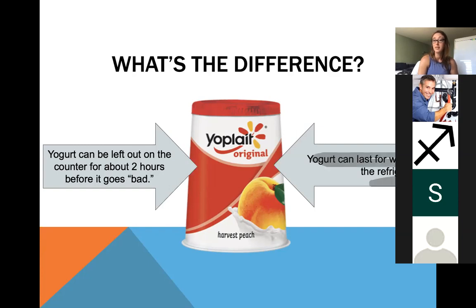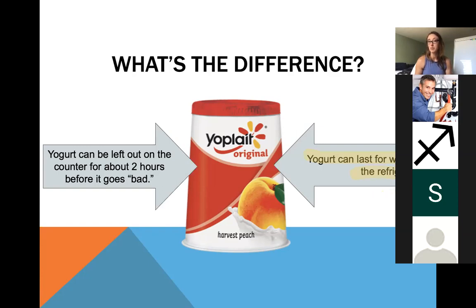But in the refrigerator, it'll last for weeks. It's kinetics, right? Think about what's the difference. Well, the refrigerator is cold, right? And lowering the temperature of the reaction slows the reaction. So that spoiling process is a chemical reaction that you're slowing down by putting it in the refrigerator.